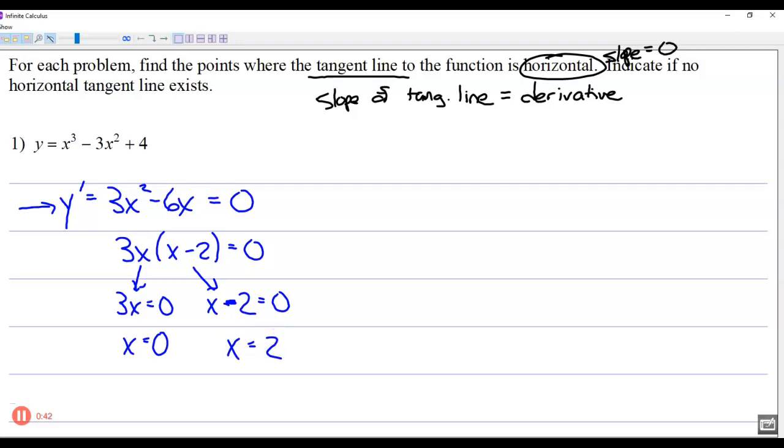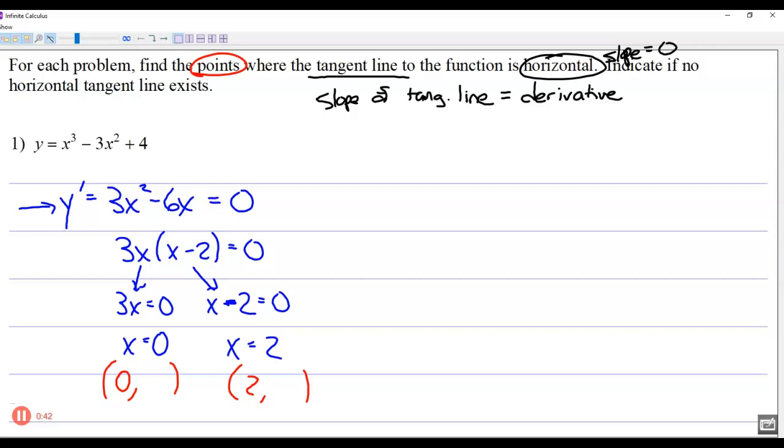So it's really tempting to think you're done right now. The problem is, well, what's the problem? Why am I not done? What word tells me I'm not done yet? So the problem is it says points. So these are not points. Those are x values. And you need to find the y values with them to find the points.